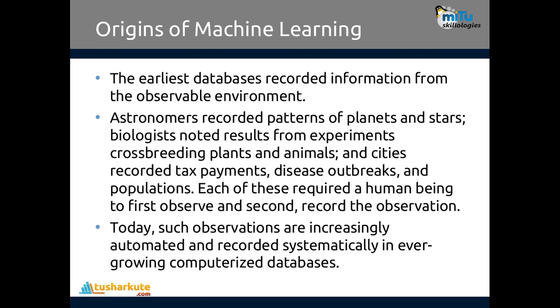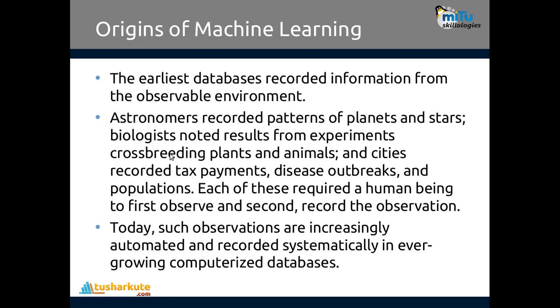Now where actually did machine learning originate? The earliest databases recorded information in the form of observable environments, just like astronomers recorded the patterns of planets and stars. So based on that particular pattern, astronomers were predicting what will happen next, when the next solar eclipse or lunar eclipse will be visible, or next time you can see Halley's comet or any kind of comet, because there is a pattern in that. If you know that pattern, based on that we can make the decision so much easily.